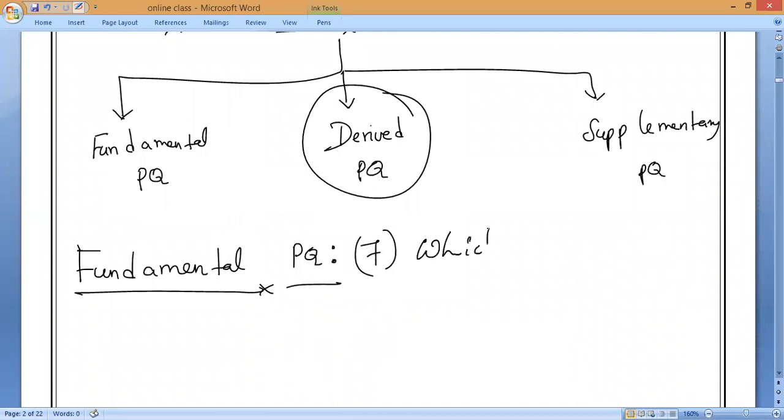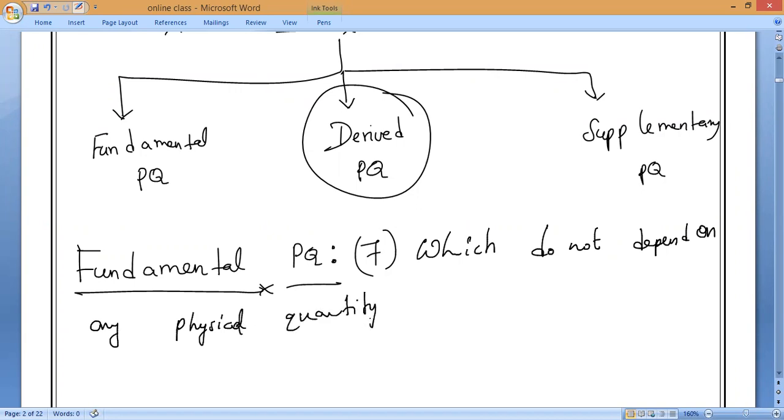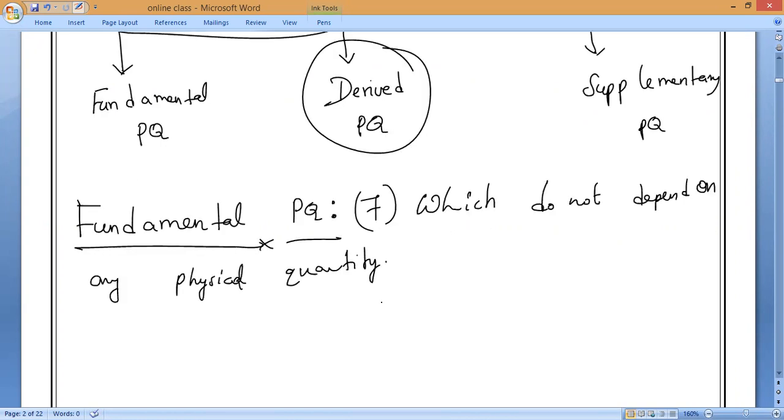What do you mean by fundamental quantities? Keep it in mind, they are the physical quantities which do not depend on any other physical quantity. That is what we call fundamental physical quantities. Clear, everybody? So let us write.